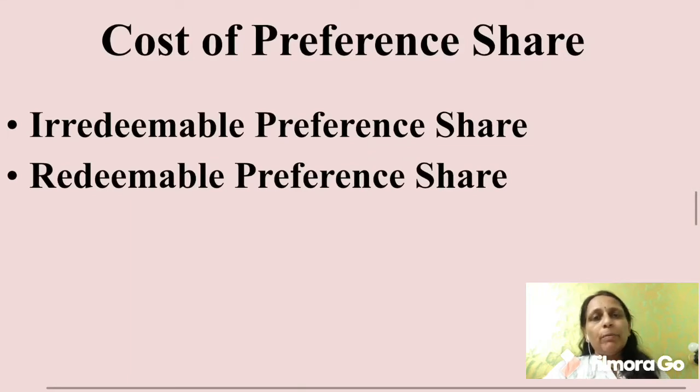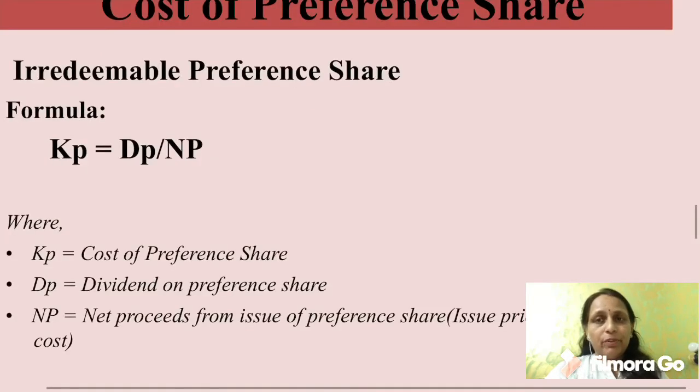Or in case of redeemable preference shares, there is a fixed tenure, fixed maturity time. At the end of that time, the company will be paying back the principal amount to preference shareholders. Till that time, the company will be paying a dividend at a fixed percentage, which is specified at the time of issue of such preference shares. So, the calculation of these two types of preference shares is different. We will see the formula. First, we will take up the cost of irredeemable preference shares.